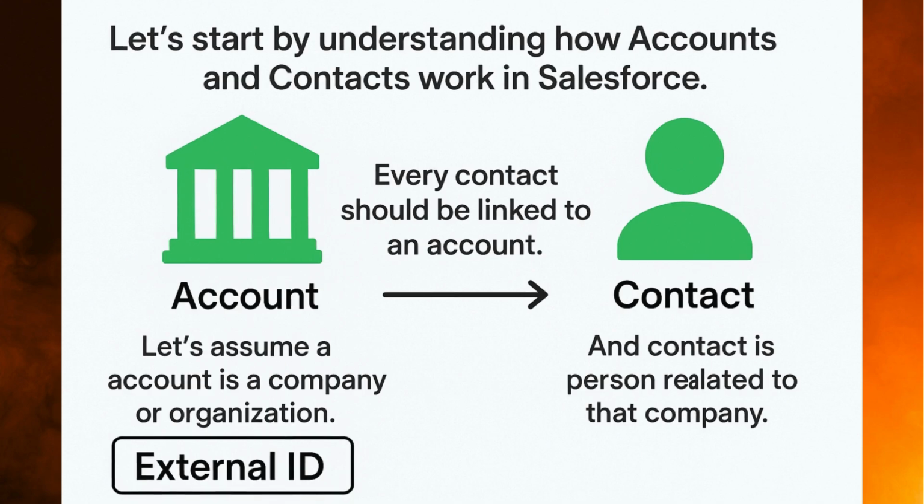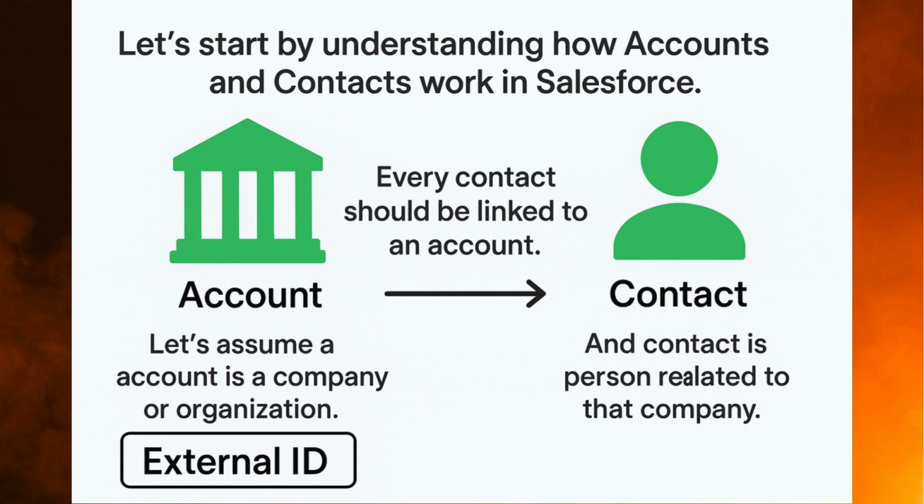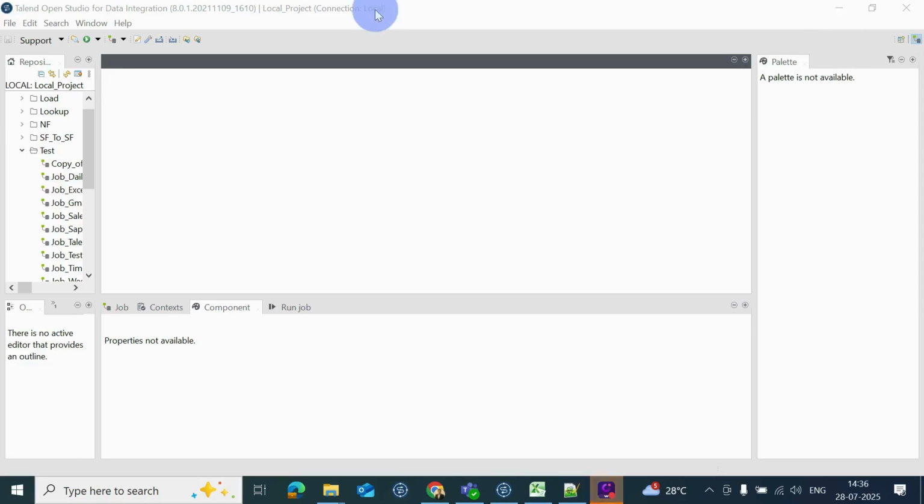Let's start by understanding how accounts and contacts work in Salesforce. Let's assume an account is a company or organization and a contact is a person related to that company. Every contact in Salesforce should be linked to an account. This is done using a field called account ID. But in our input file, we don't have a real Salesforce account ID. We only have the external ID of the account. So in the job, we'll first use the external ID to find the correct account in Salesforce and get its real ID. Then use its real ID to connect the contact to it.